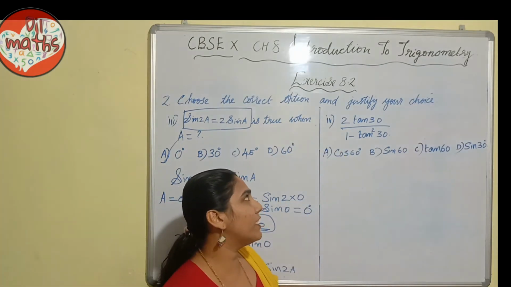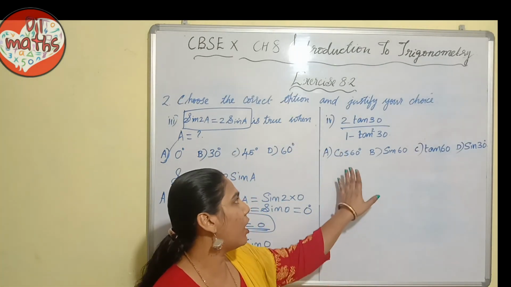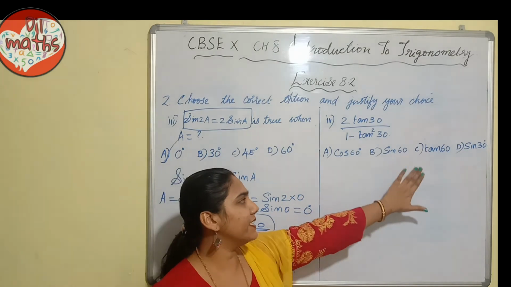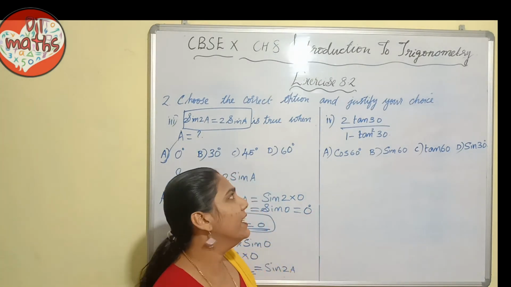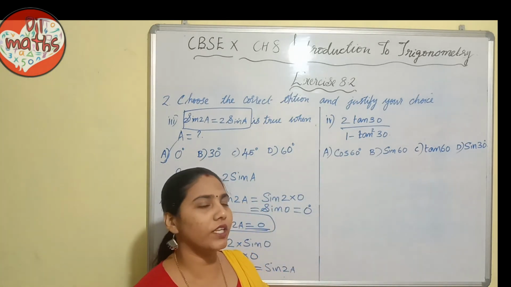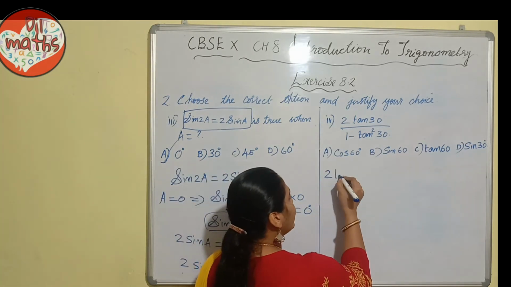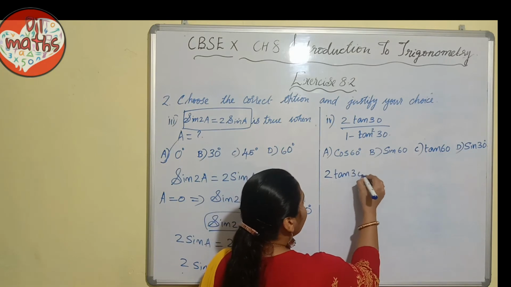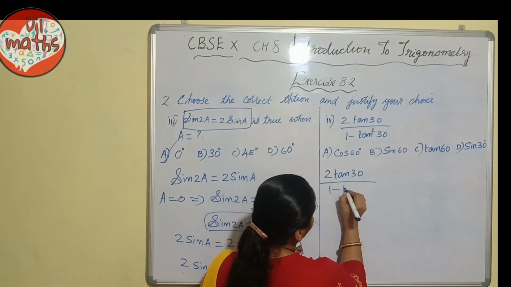Last subdivision, 2 tan 30 divided by 1 minus tan square 30. Options are given. Cos 60, sin 60, tan 60 and sin 30. So what we have to do? We have to find out the value of 2 tan 30 divided by 1 minus tan square 30. So we'll write that first. 2 tan 30 divided by 1 minus tan square 30.